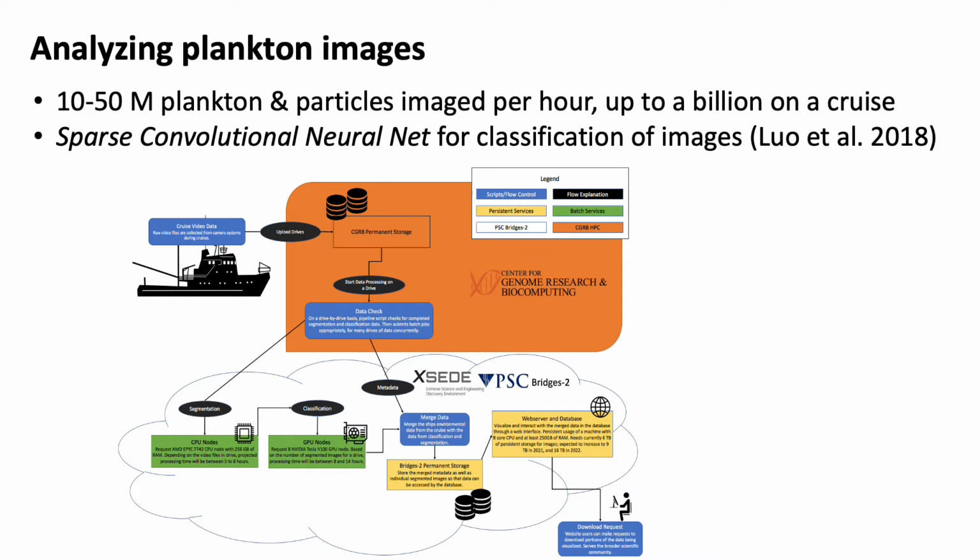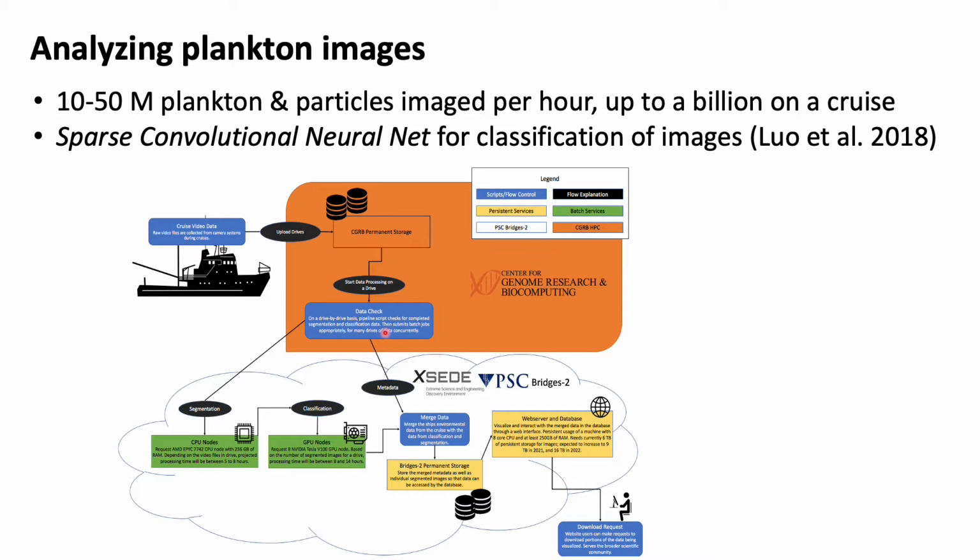A short note on how we analyze the plankton images. We image about 10 to 50 million plankton and particles per hour, depending on the productivity of the system. This can lead to a total of up to 1 billion for a cruise. The images are classified into their taxonomic groups using a convolutional neural net.